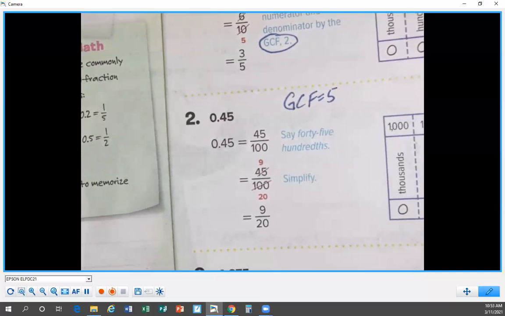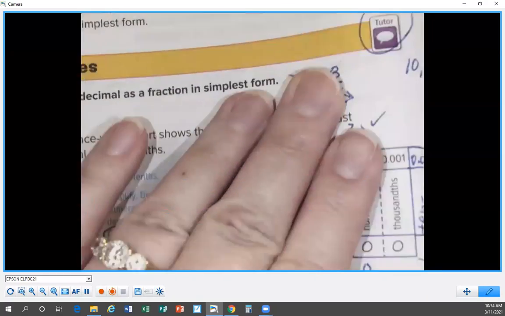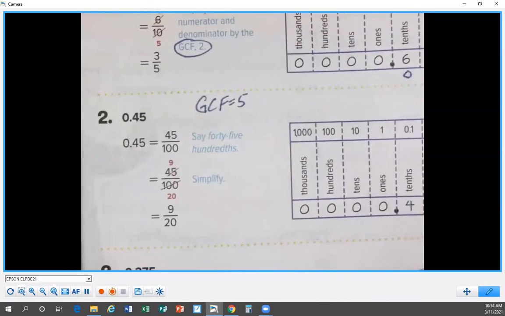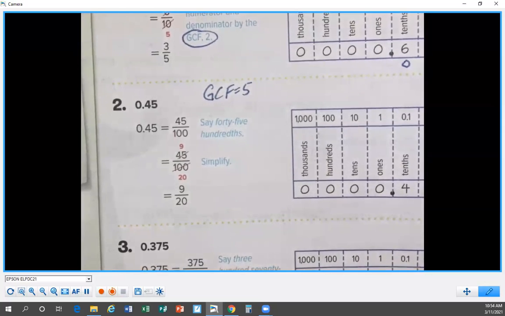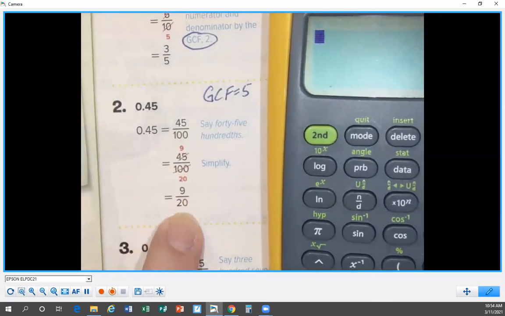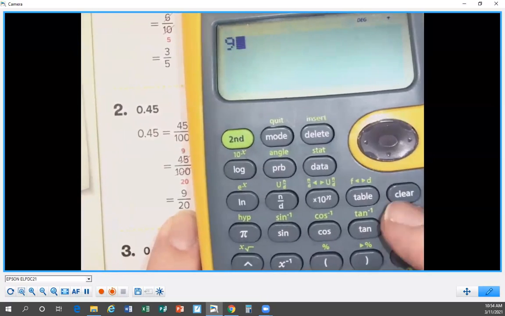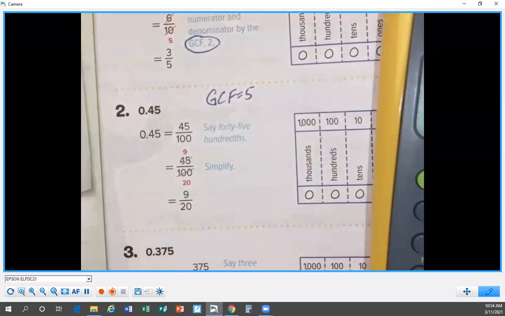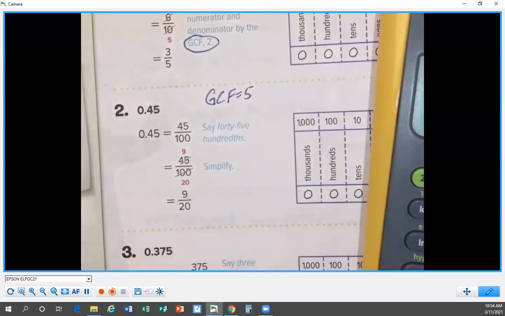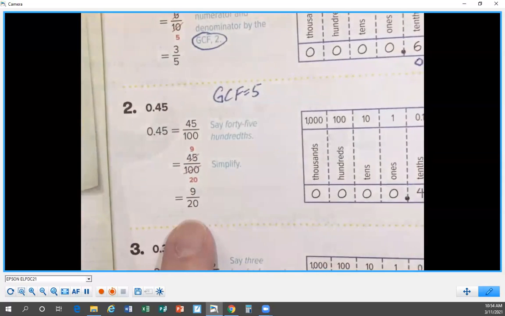And again, if you're ever not sure, you can do the cross products method, which I just mentioned. Or if you have a calculator, while you're doing homework only, not on tests or quizzes, you are allowed to use your calculator to check that. So let's go ahead and do that. I see 45 hundredths. If I wrote it correctly in the first place and then simplified it correctly, 9/20 will be equal to 0.45. Remember, 9/20 means 9 divided by 20, or 9 out of 20. So if I divide that out, 9 divided by 20, yes, I get 0.45.